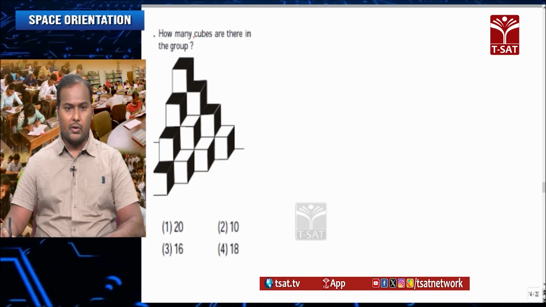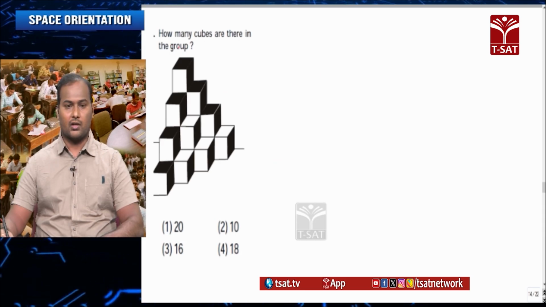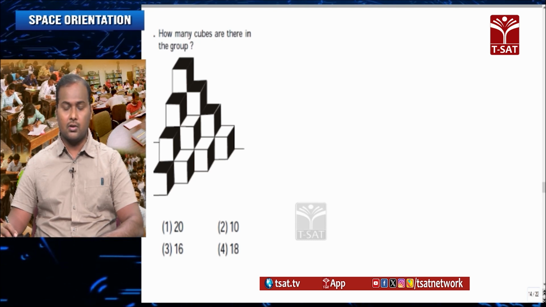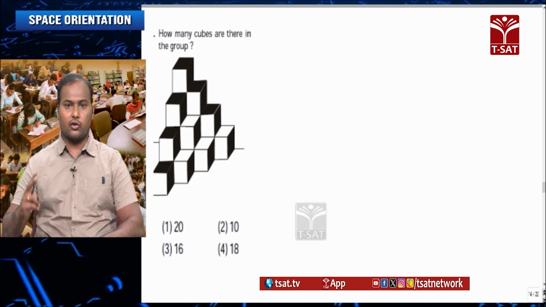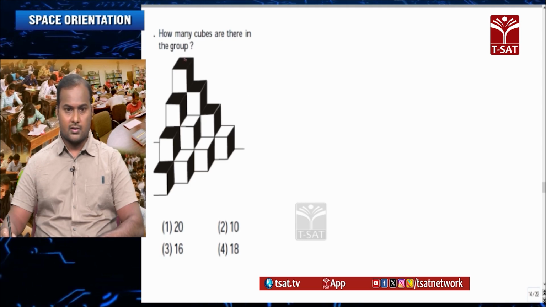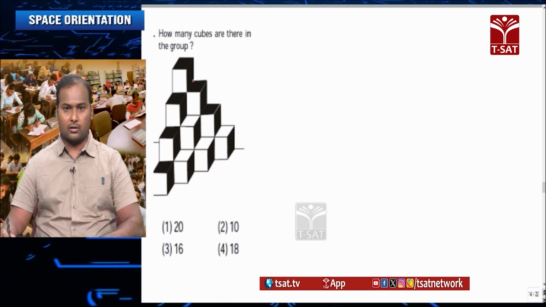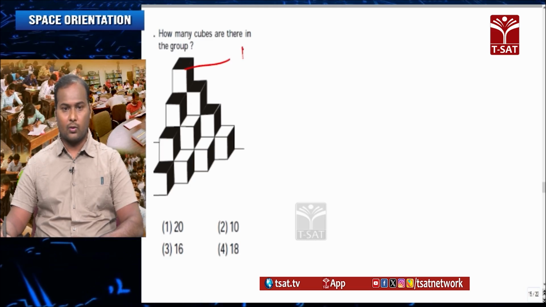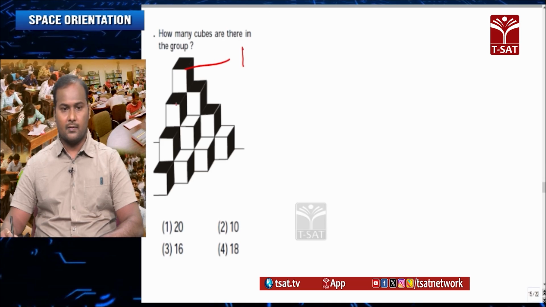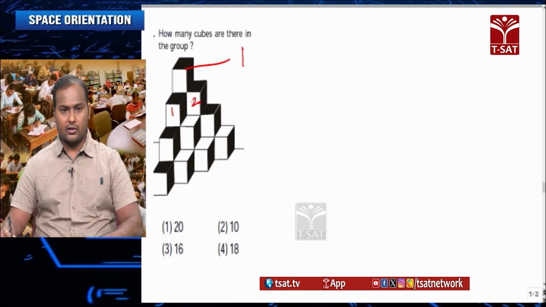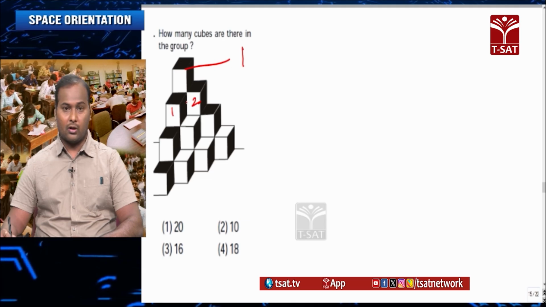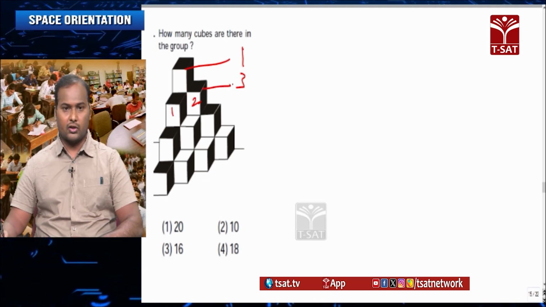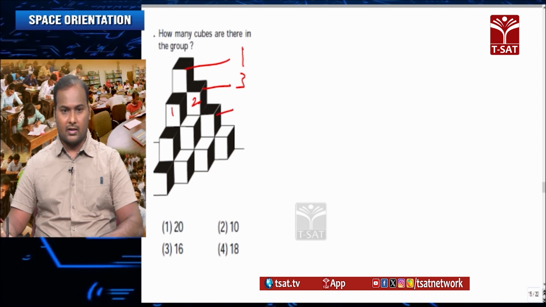In this question, how many cubes are there in the group? So you need to count. Here also all the cubes are not visible for you. Some cubes are not visible, but we need to imagine the cubes that are not visible also. See here, we try to count from top to bottom or bottom to top. So for easy, I am counting from top to bottom. On top, how many cubes here? 1. See the next layer. In this layer, how many are there? See, this is 1 cube. This is the second cube. Below this cube, you have one more cube that is not visible. So obviously here how many cubes are there? 3 cubes are there.